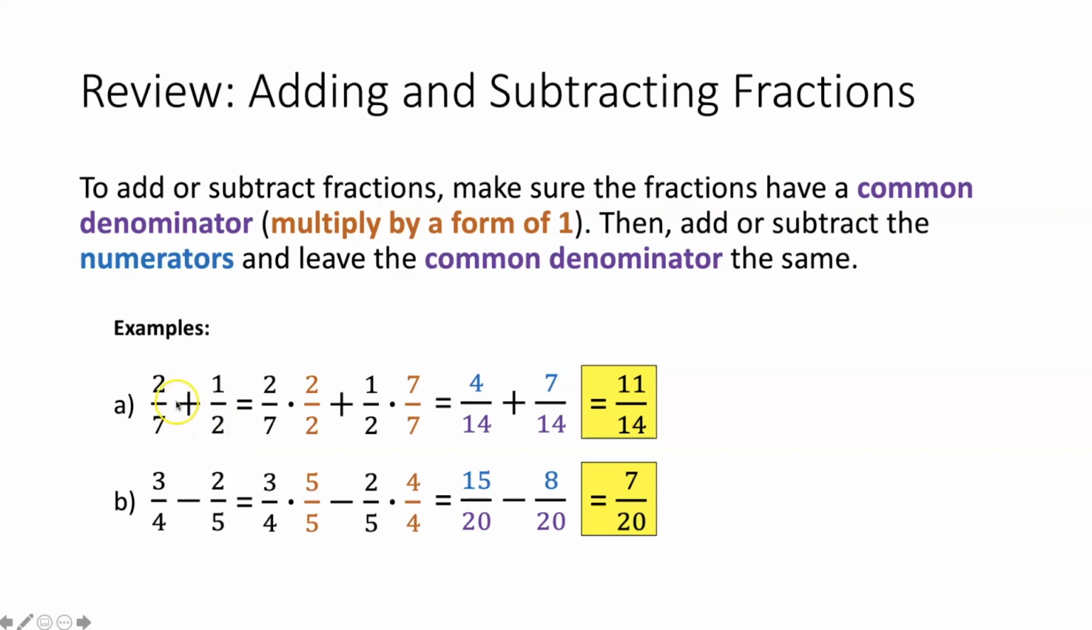So we multiply this first fraction by 2/2 in order to get our denominator to be 14. We multiply the second fraction by 7/7 in order to get our denominator to be 14. We then add the numerators together, keep the denominator the same. Works the same down here.